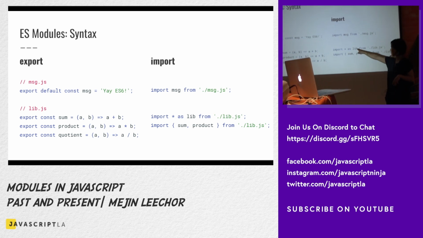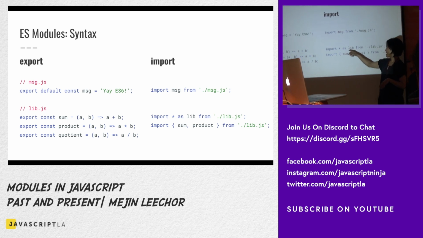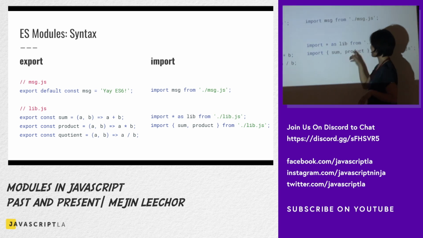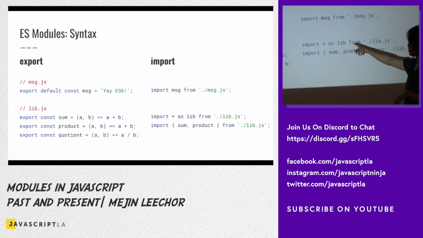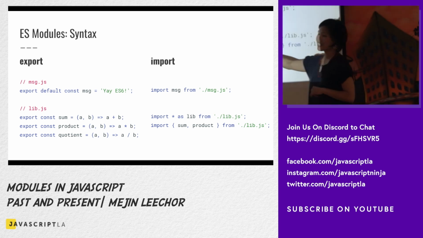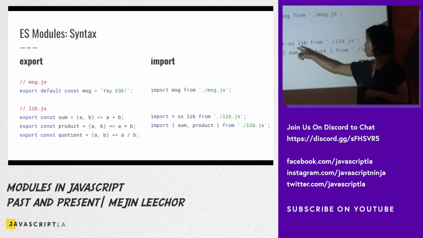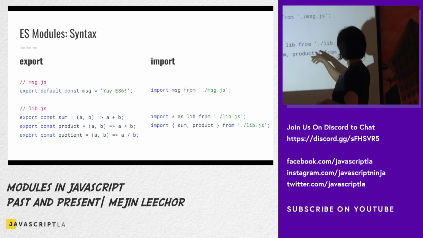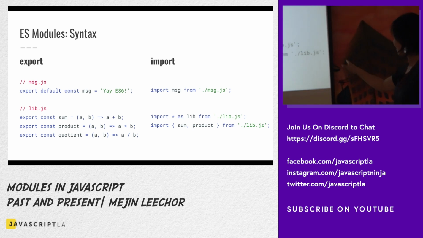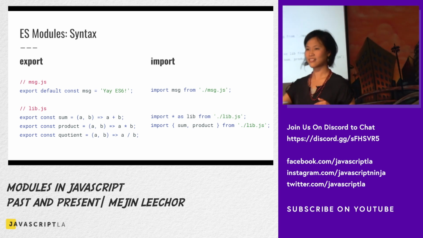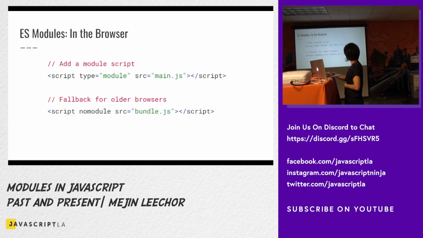We can even give a name to the containing object. So importing all of these little functions as lib, or I guess I could have called it arithmetic or something, from lib.js. We can selectively decide which parts of the interface that we want to bring in using, I guess it's kind of object destructuring. Yeah, I would call that object destructuring.